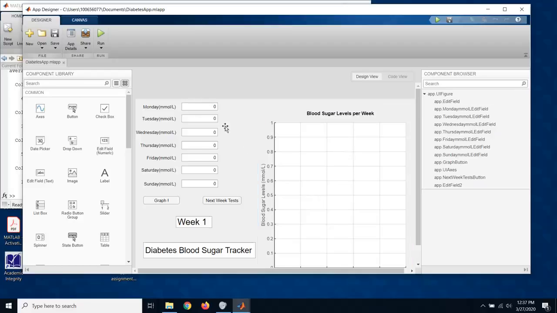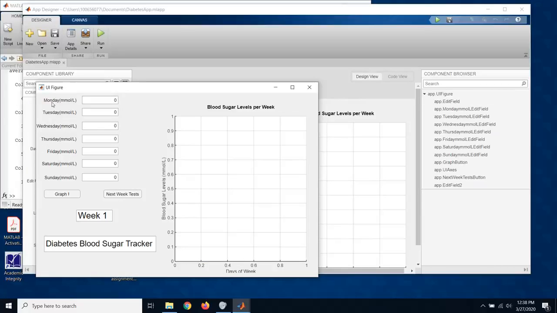So our application allows the user to track their blood sugars from Monday to Sunday in a 2-week period. So you can do week one, and then you could do next week, week two. It plots them on a graph, which allows users to see how they're doing every single day. And at the end of the 2 weeks, it also plots the average of week one and week two to see how you're doing over a 2-week span. So let's run the application.